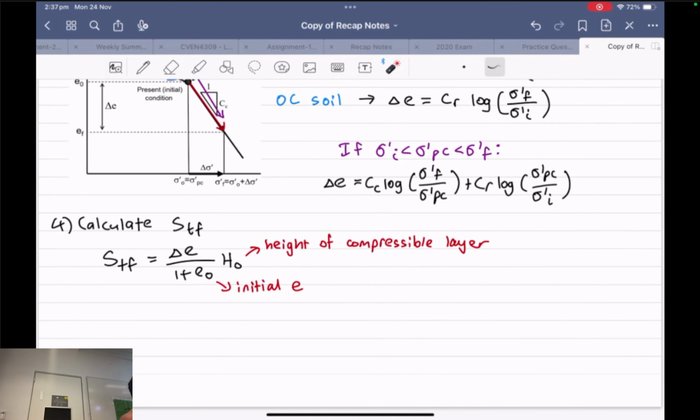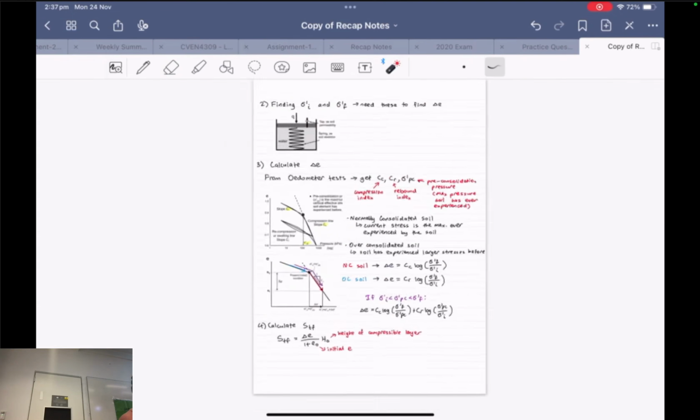And then after you find delta E, you have to find final settlement, which is equal to delta E over 1 plus the initial void ratio, times the height of the layer. So we'll get on to the question.